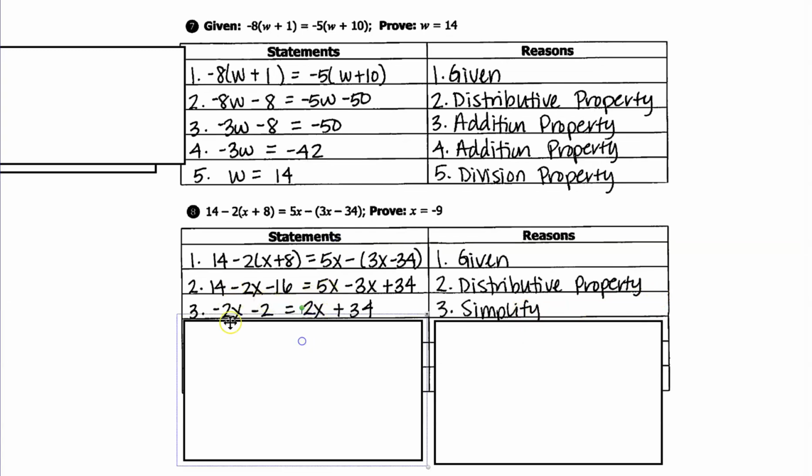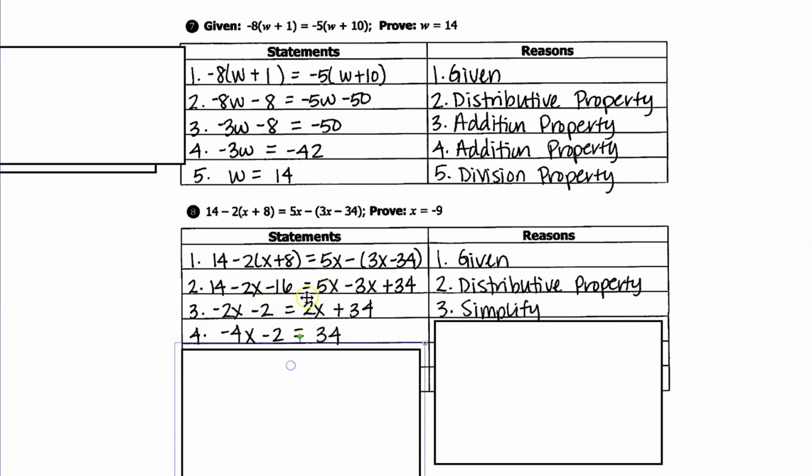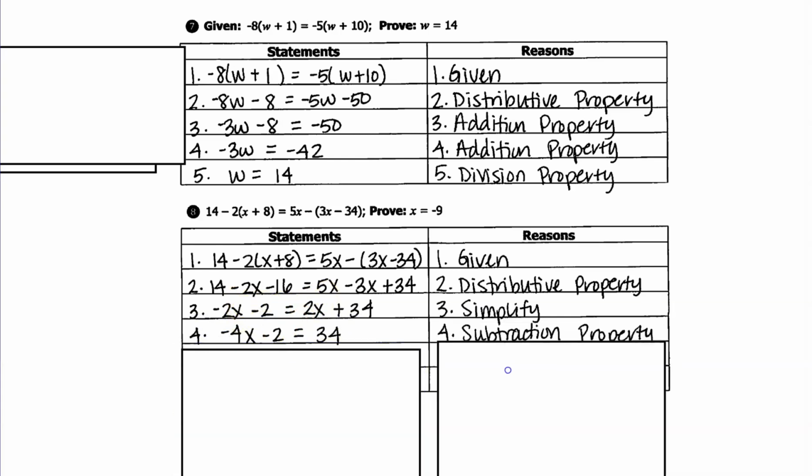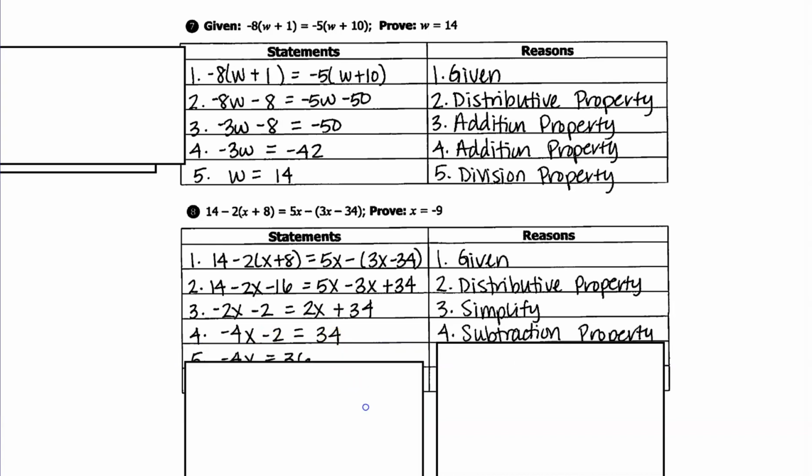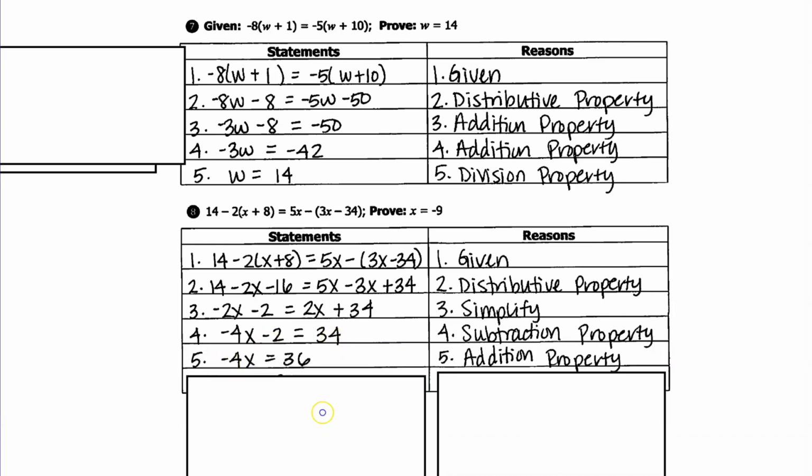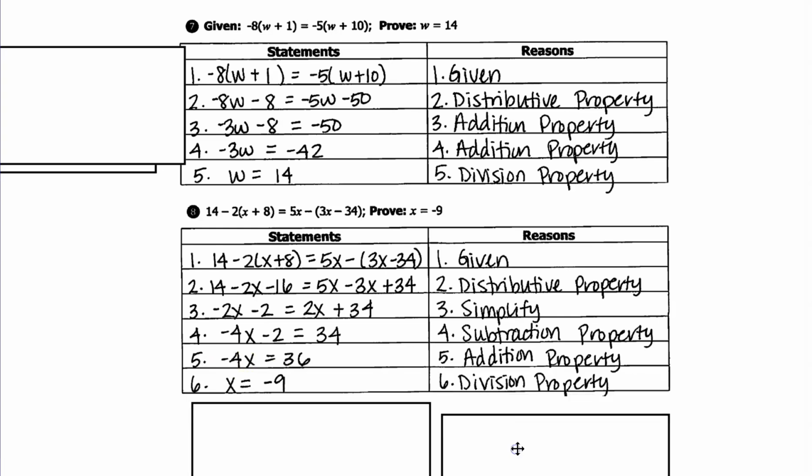Next thing we are going to do is gather our x's on the same side. We subtracted 2x here, so that's the subtraction property. Next, we're going to add 2 to the right side, which gives us 36. And finally, we'll divide by negative 4, which gives us x equals negative 9.